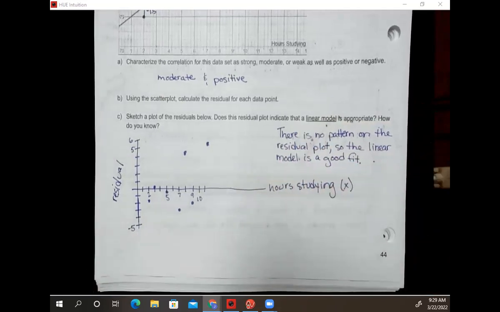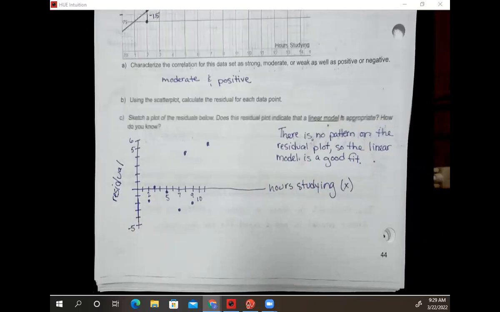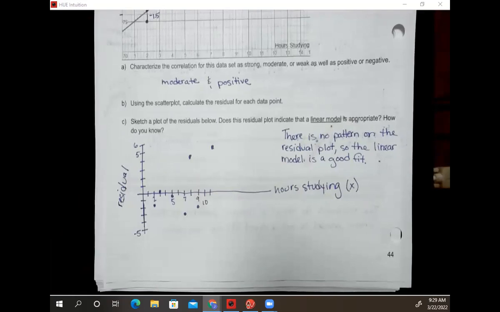No pattern here. And it's not even one above, one below, one above, one below. It doesn't even do that, right? I've got a couple below, maybe one above, maybe another one below, a couple above. No predictable pattern here. That's what I like to see in a residual plot. Questions for me so far?